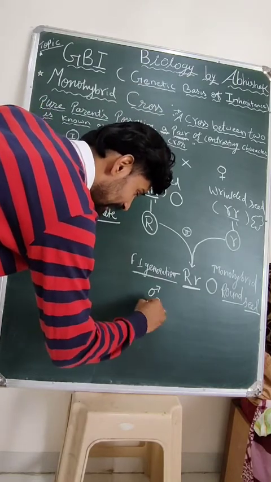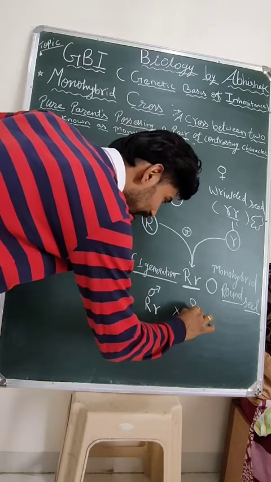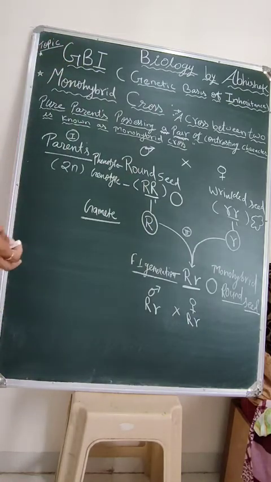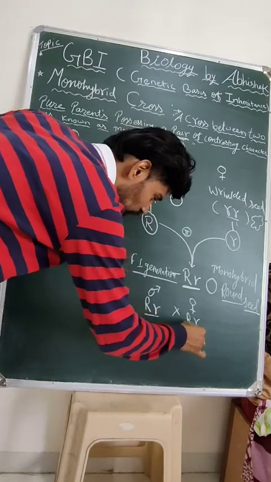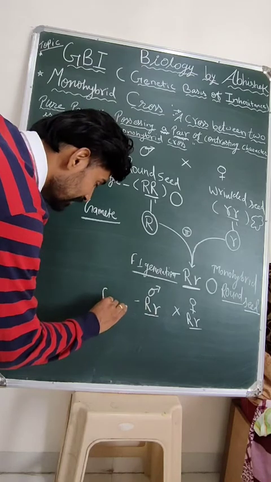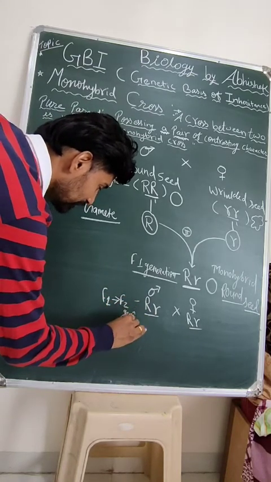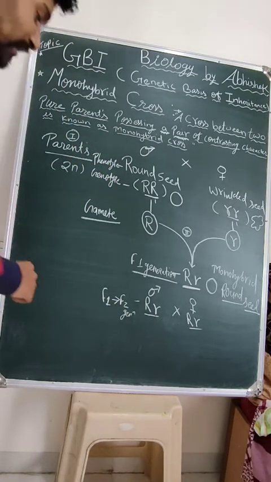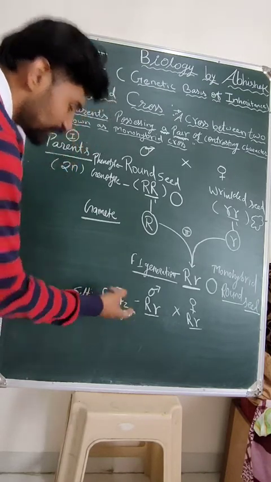As a male parent, now we get a capital R small r, as well as a female parent, we get same genotypes, capital R small r. Hame wahi milne wala hai, wahi appear hone wala hai, form hone wala hai. So from these two, male and female, F1 undergo to raise F2 generation. Hum dekh rahe hai F1 se hame F2 generation milne wali hai, aur F1 undergoes selfing. So selfing of F1 hum kar rahe hai yahan pe.